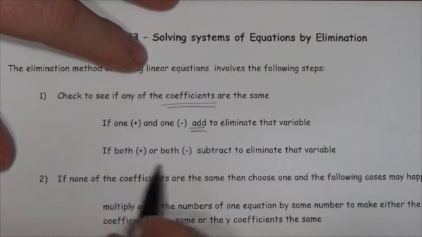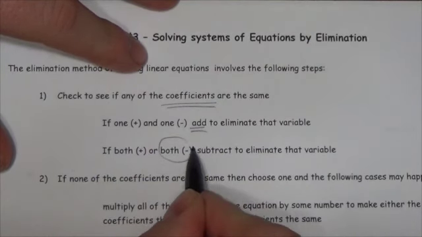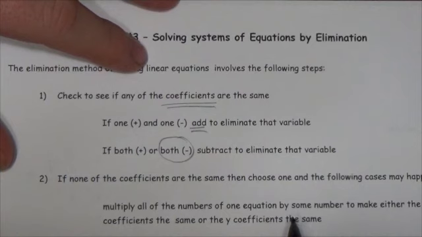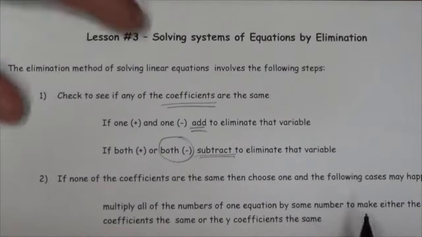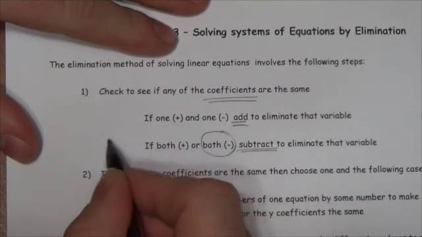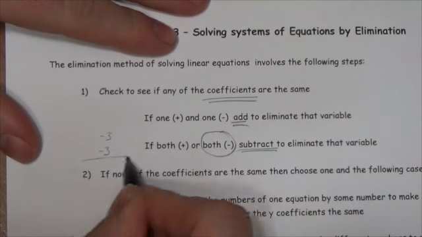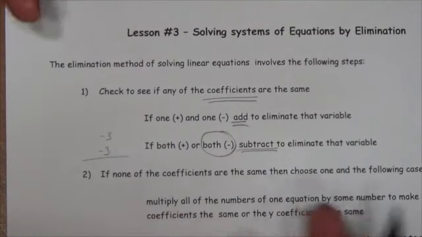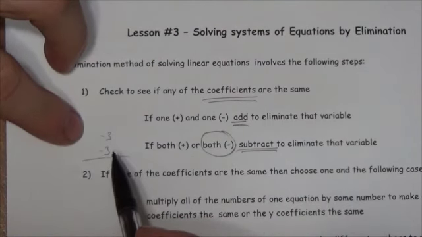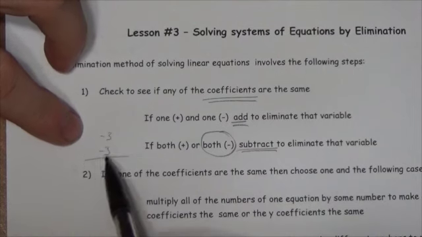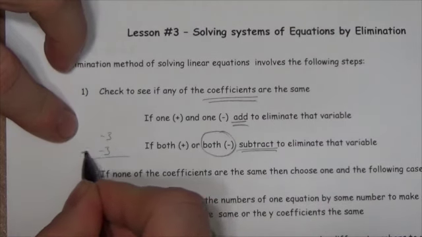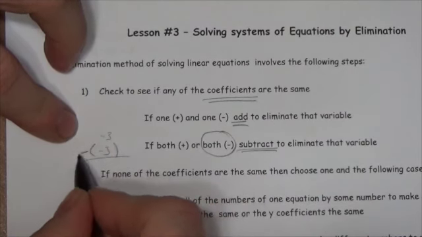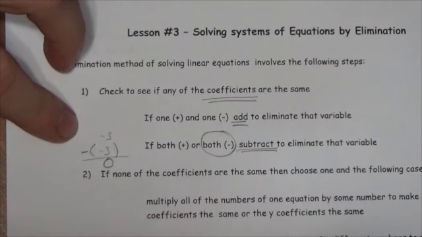If both of them are positive or both of them are negative, and this is the one that probably causes the most difficulty, then you're going to subtract. Basically, if the signs of the two coefficients are the same, you subtract them. Think of it like this: if you had, for example, a -3 and a -3, how do you get rid of those numbers? How do you create a 0 out of this? Well, you don't add them. -3 plus -3 is -6. If you want to eliminate those, you have to subtract that -3. So -3 minus -3, there's where my 0 is coming from.